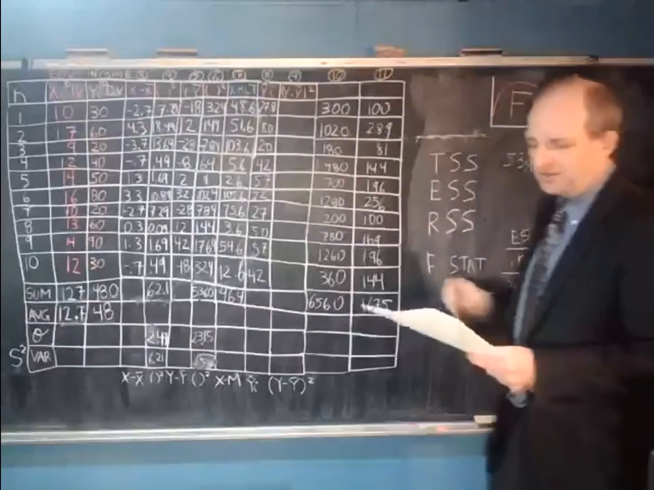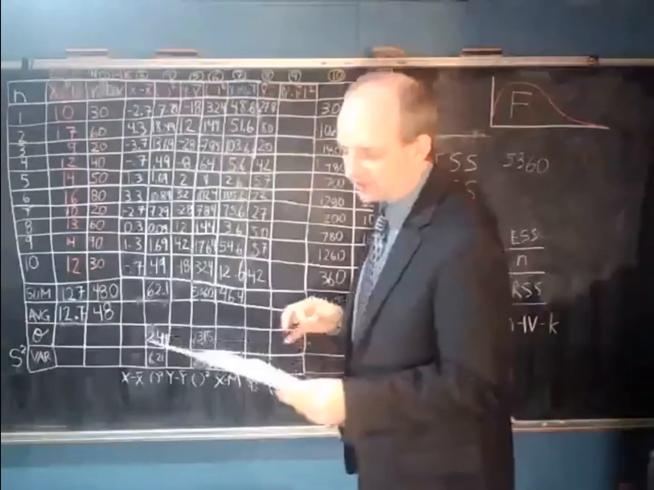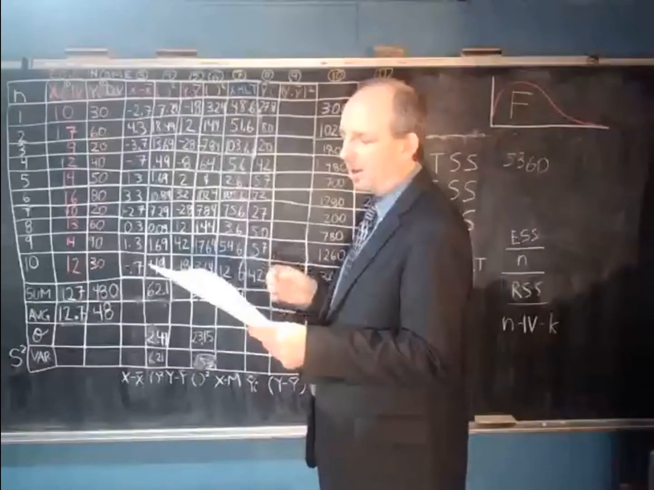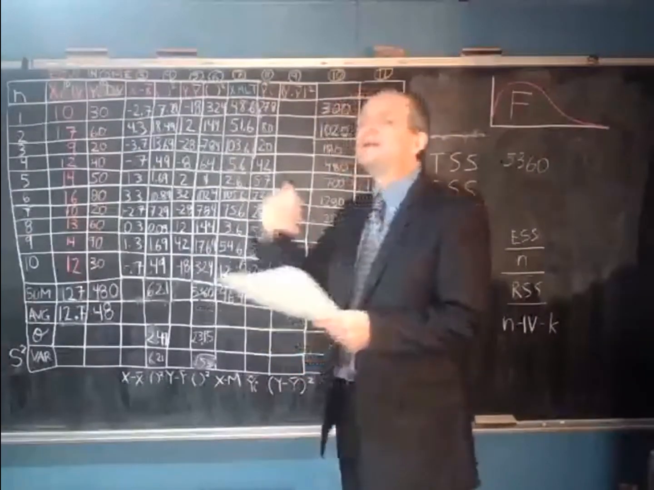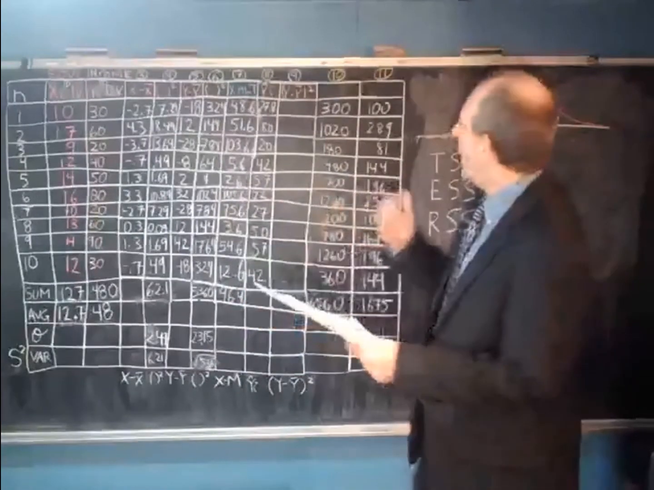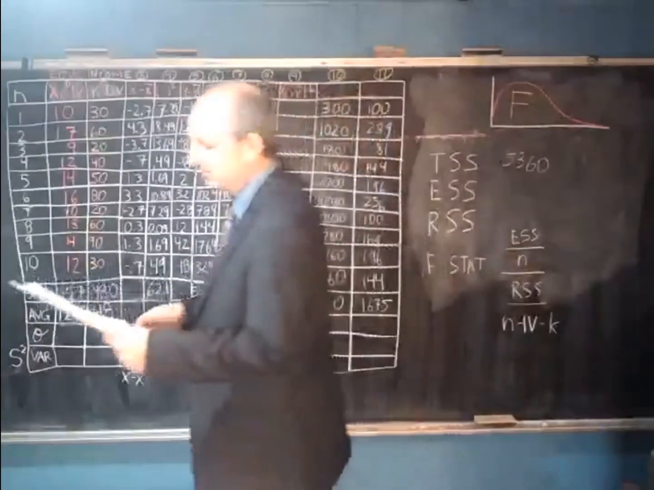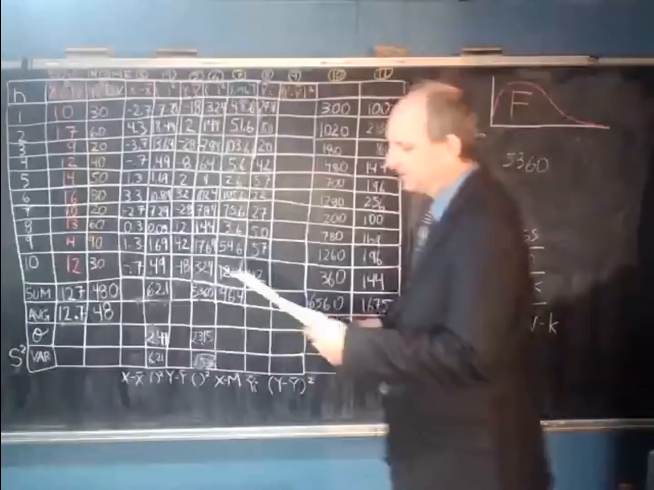The explained sum of squares is the sum of yi hat minus y bar. So yi hat is the predicted value minus the average value, and that would come from column 7. So we would have to actually calculate this out.